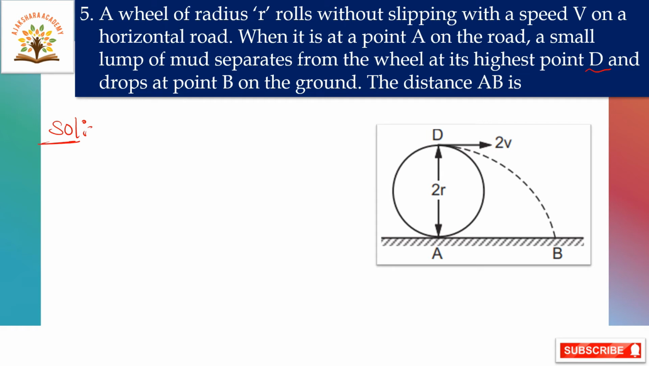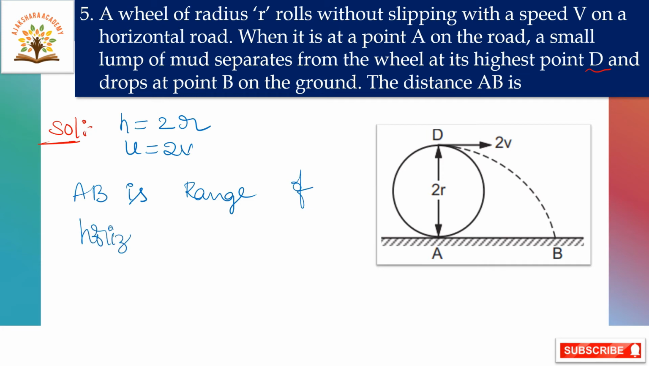Given height h is equal to 2r and u is equal to 2v. The lump is equivalent to a body projected horizontally from a certain height h. So the distance AB is the range of a horizontal projectile.